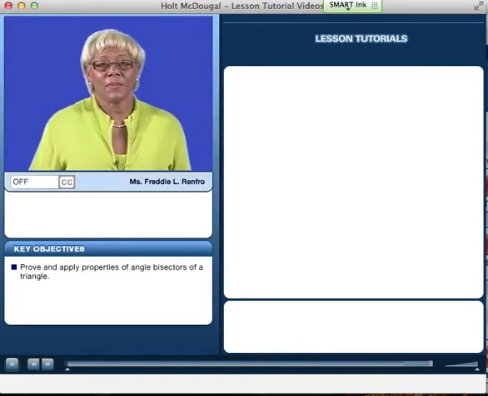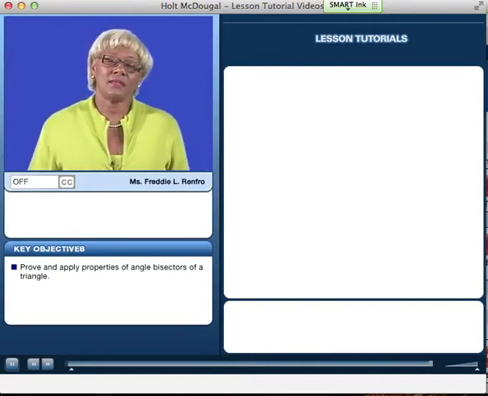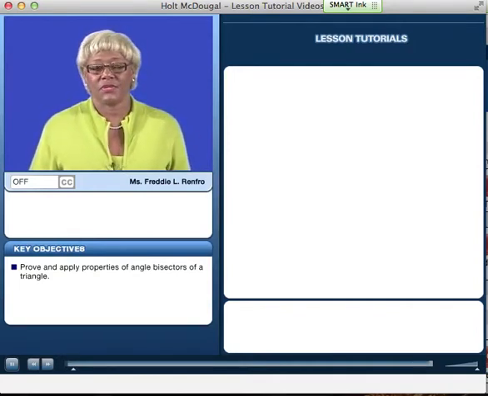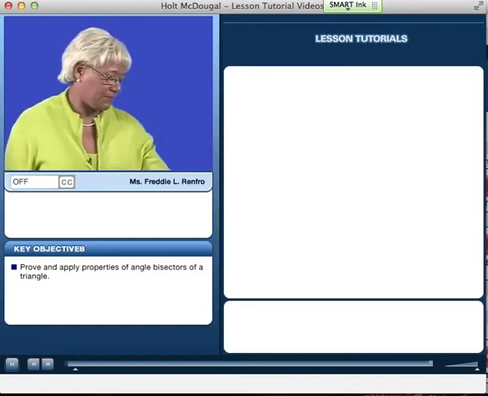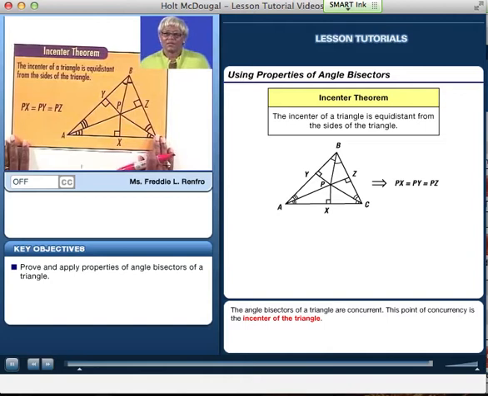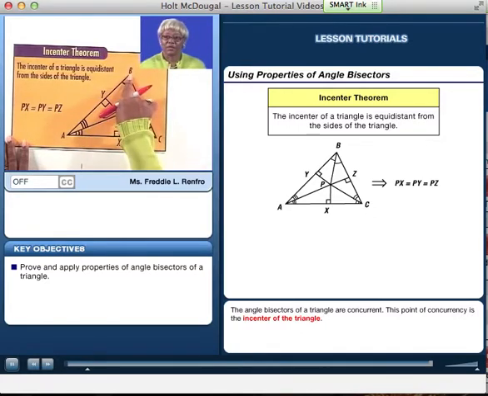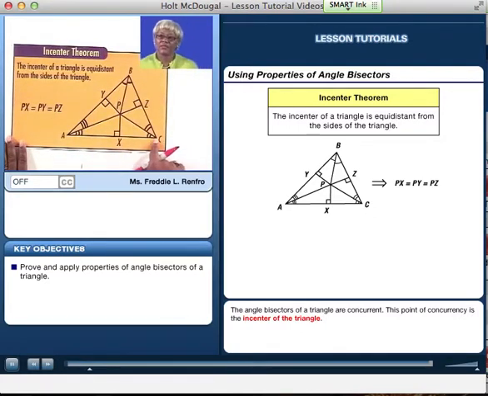We've looked at perpendicular bisectors of triangles. Now let's take a look at angle bisectors of triangles. Three angles of a triangle. If we bisect angle A, these two are equal. If we bisect angle B, if we bisect angle C, what do we notice here?